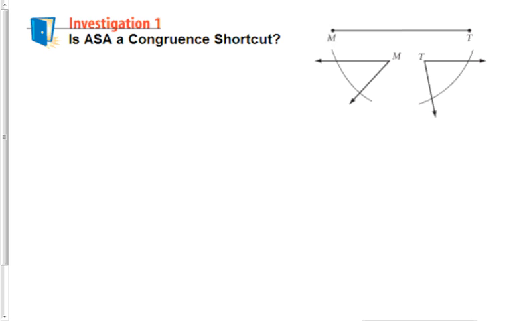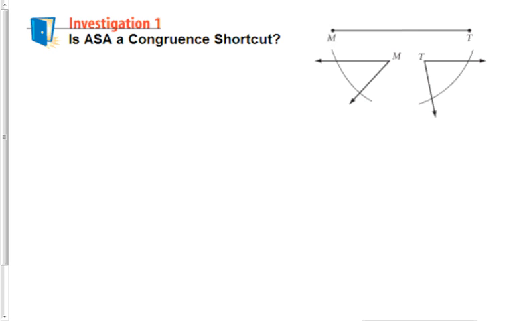So we're going to do some constructions again, just like in the last lesson. And I know this is a little bit tedious, maybe a little bit time-consuming, but I think it's worth doing this way because it's a good review of constructions as well. So I am being given side MT, angle M, and angle T, and I need to construct a triangle. And just like in the last lesson, the question is going to be, when I construct that triangle, is that the only triangle that can be constructed? If it is, then I know that this is a triangle congruency shortcut. If it's not the only triangle, then I know that it is not a triangle congruency shortcut. So let's go to it.